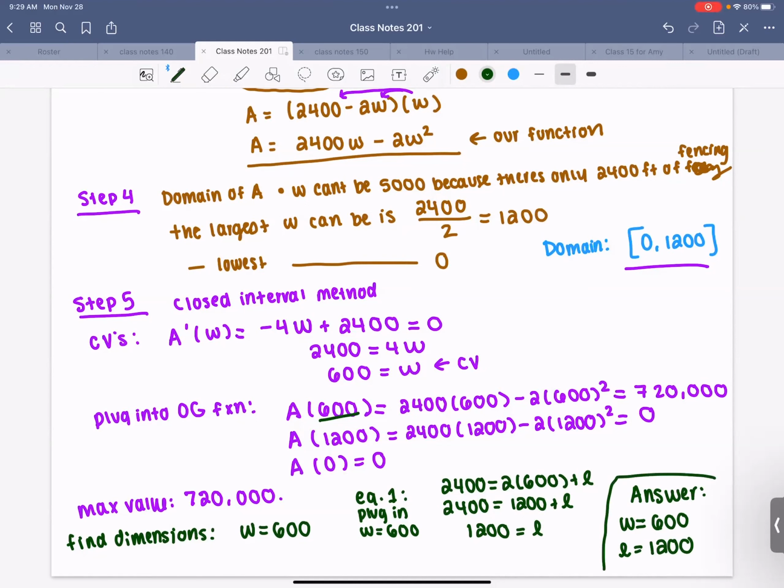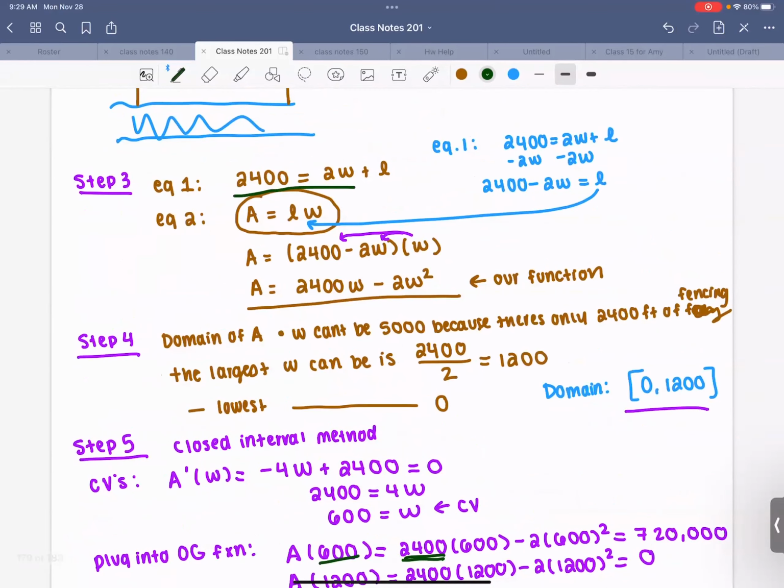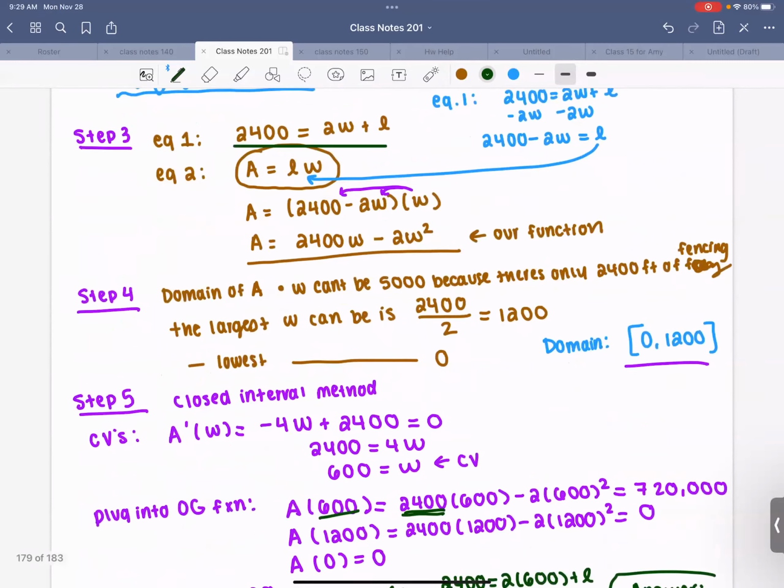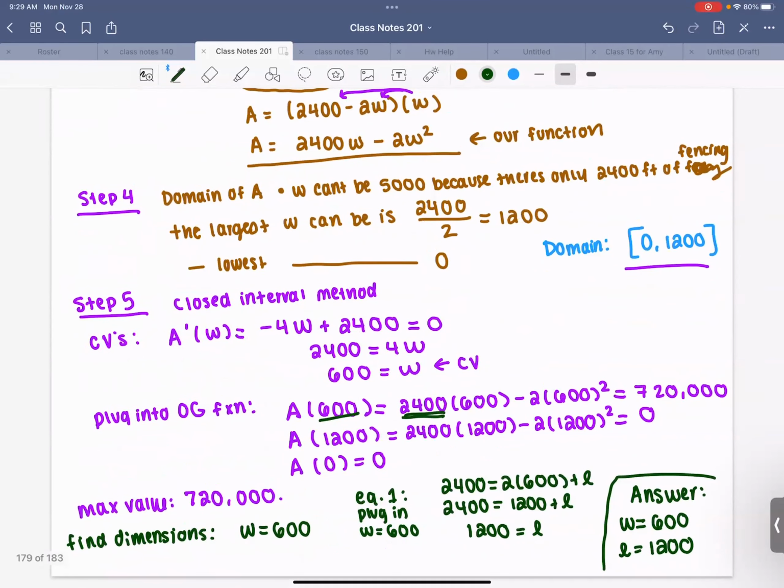Why is it 2400? Why is that what we're putting in for area? Oh, this one? Why is this one 2400, in the green? Oh, because I'm plugging it into equation 1, which has 2400 equals 2W plus L. Yeah, I know there's a bunch of equations in these that get kind of messy.